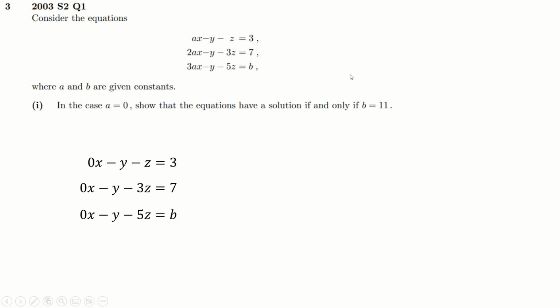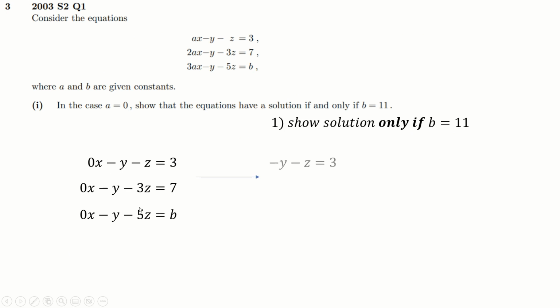So we did this in Timur, right? If and only if means, firstly, you check only if, and secondly, you check if. So firstly, only if B is 11 means that we need to find the solution to these and verify that the solution is B equals 11. So, how do we do that?